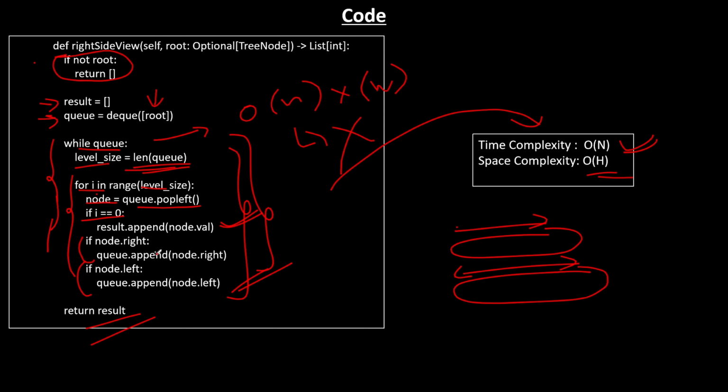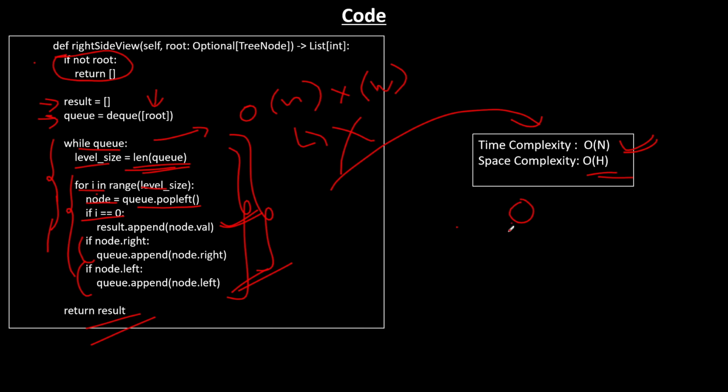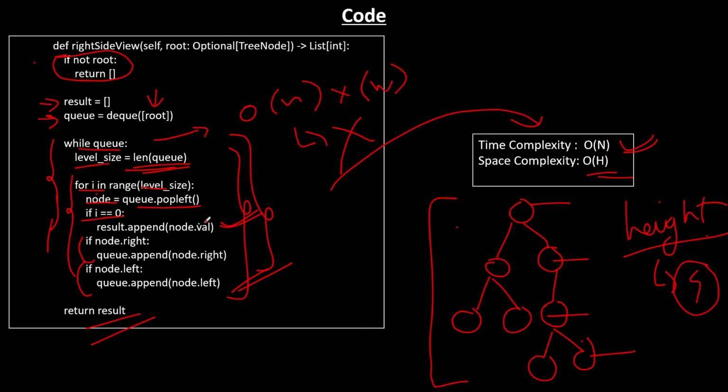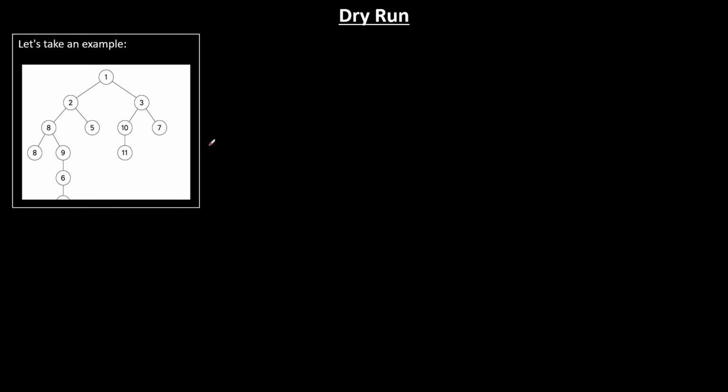Why H? Because suppose this is a tree. You have stored how many nodes? 1, 2, 3, 4. And what do we call this particular thing? We call this the height of a tree, right? What is the height of the tree? 1, 2, 3, 4. We will say it is 4. That's why the space complexity for the resultant list is O of H. I hope you understood the code explanation. Now let's move to the next slide.